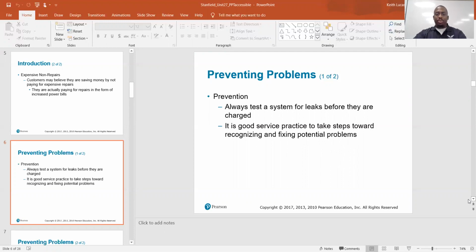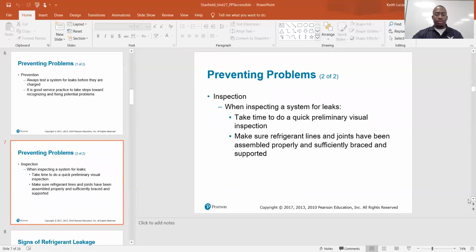So preventing problems, prevention. Always test the system for leaks before they are charged. It is good service practice to take steps toward recognizing and fixing potential problems, which is why whenever we open the system and finish brazing, we always pressure test it with nitrogen, pull out the soap bubble, and make sure we check for any leaks before we go charging the system back up.